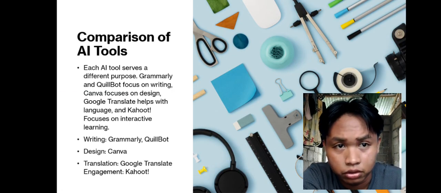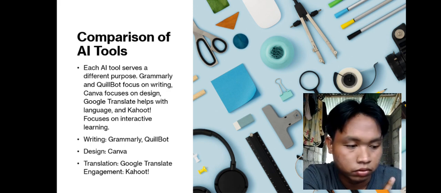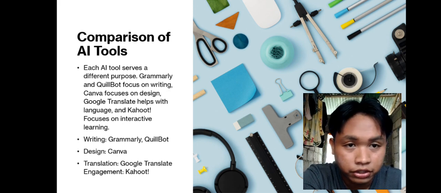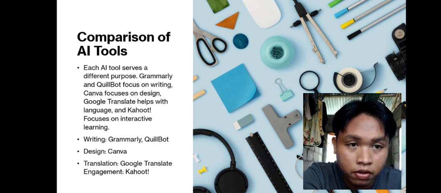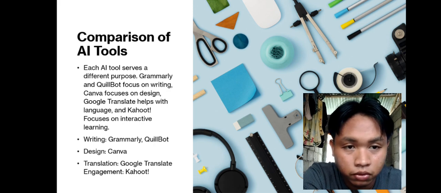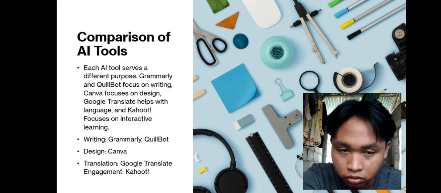So let us proceed to the comparison of AI tools. Let's compare the differences among these AI tools. Each AI tool serves a different purpose. Grammarly and Quillbot focus on writing. Canva focuses on design. Google Translate helps with language, and Kahoot focuses on interactive learning. If what we are doing is all about writing, we can use Grammarly or Quillbot.